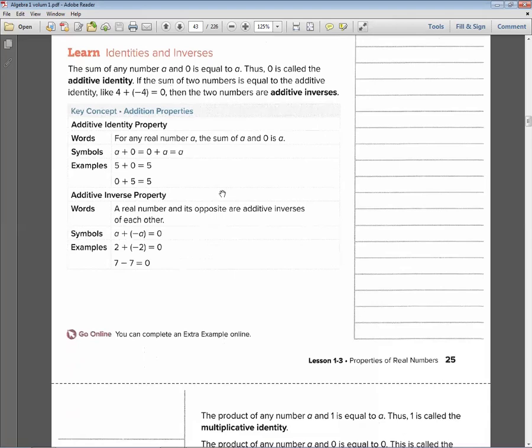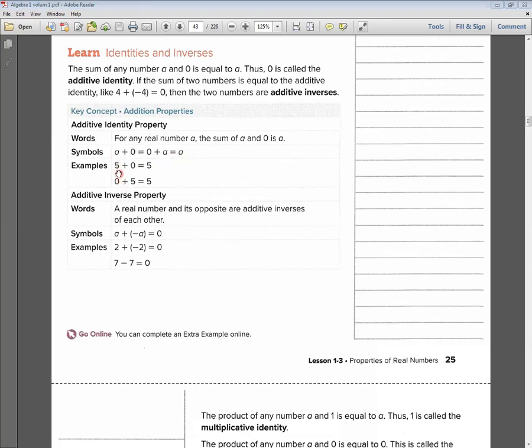Okay, now very important properties I'll talk about. First of all, additive identity property. What does it mean? For any real number a, the sum of a and 0 is a. Here it is, a plus 0 equals 0 plus a equals a.